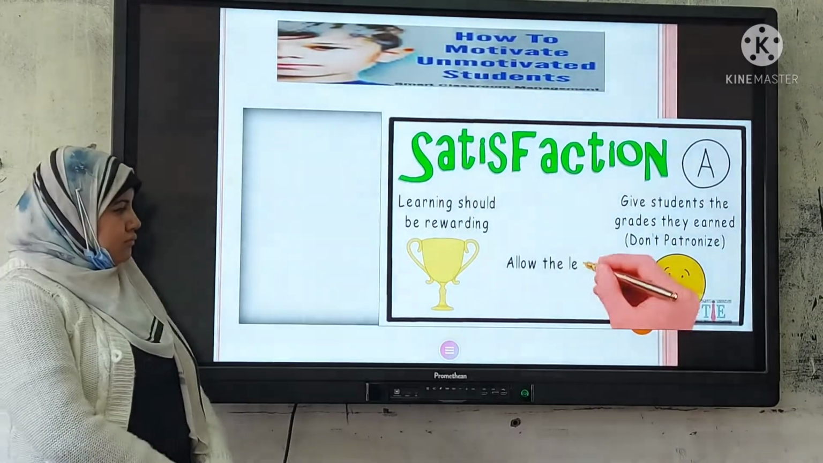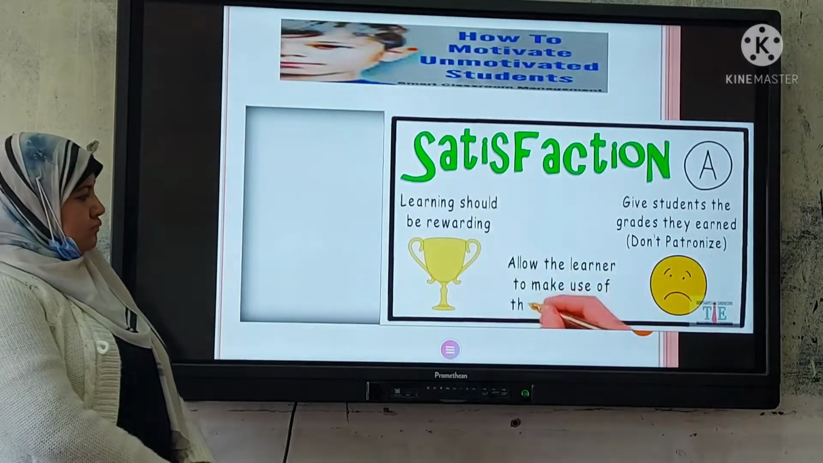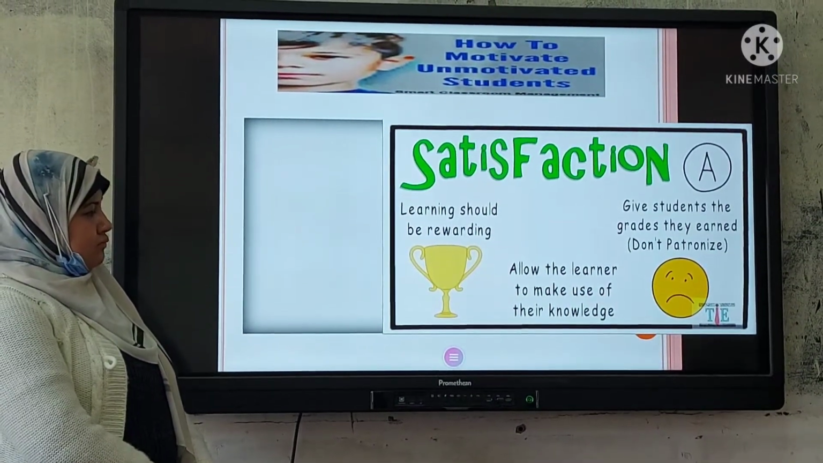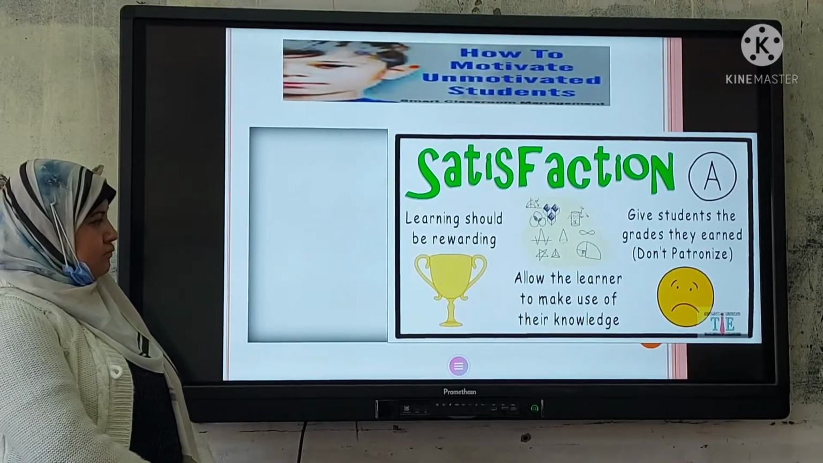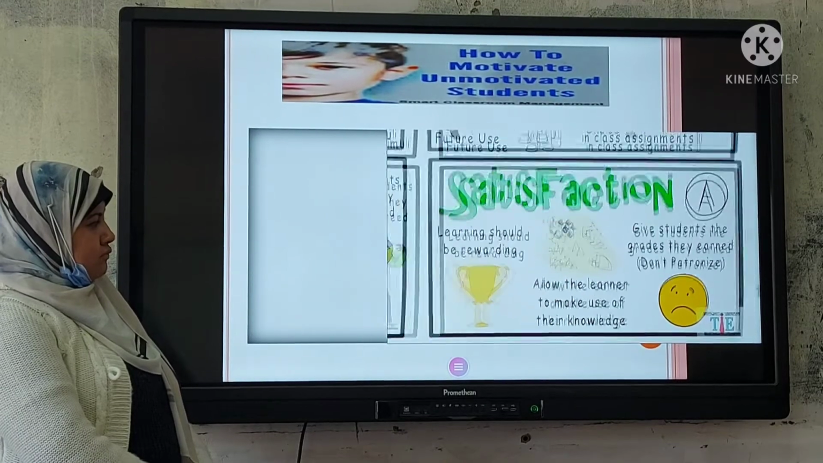And lastly, allow the learner to make use of their knowledge. It's best if you can create some opportunities for students to apply what they've learned for future lessons and situations outside of the classroom.